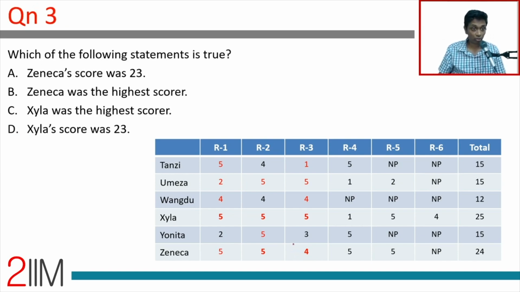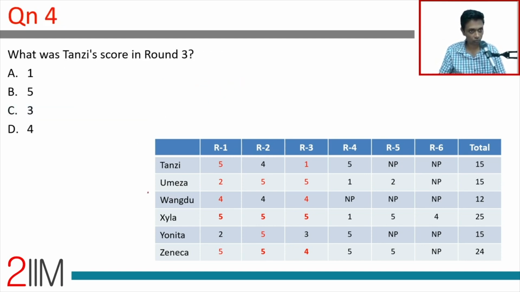Which of the following statements is true? Zeneca's score was 23. No, it was 24. Zeneca was the highest scorer. No, it was Xyla. Xyla was the highest scorer. True. It was 23. No, it was 25. What was Tanzi's score in round 3? Round 3, Tanzi, 1, done.